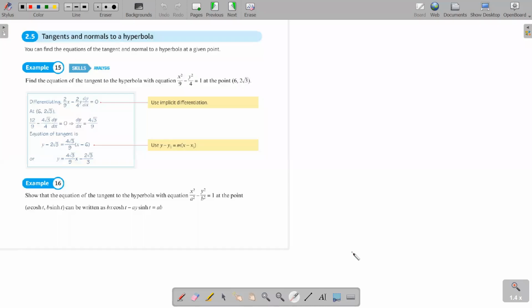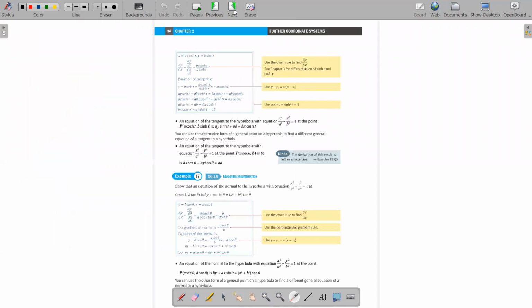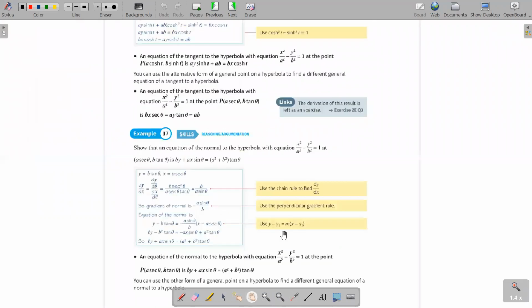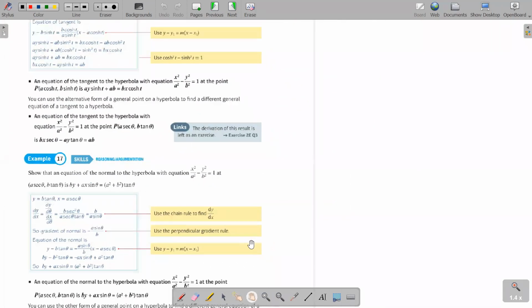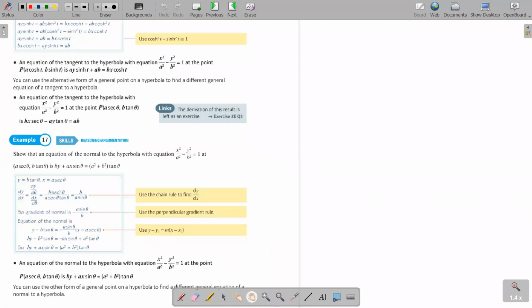Okay, so now we'll move on to the next section of the lesson, tangents and normals to a hyperbola. In the previous part, we were discussing tangents and normals to the ellipse. Now we are going to discuss the tangents and normals to the hyperbola. Once again, we will do both the proofs. The first proof that we will do is we will find the equation of the tangent to the hyperbola.